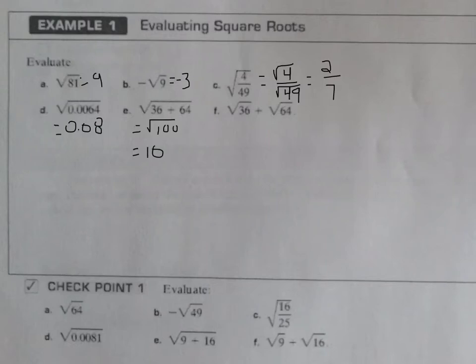If they're separate, like in F, I can't add the two separately. You can only add square roots, we'll get into this in a later section, if they have the same square root, if they're like terms almost. So this one, we could take the square roots separately. The square root of 36 is 6, and the square root of 64 is 8, and then we can add the 6 and 8, which gives us 14.